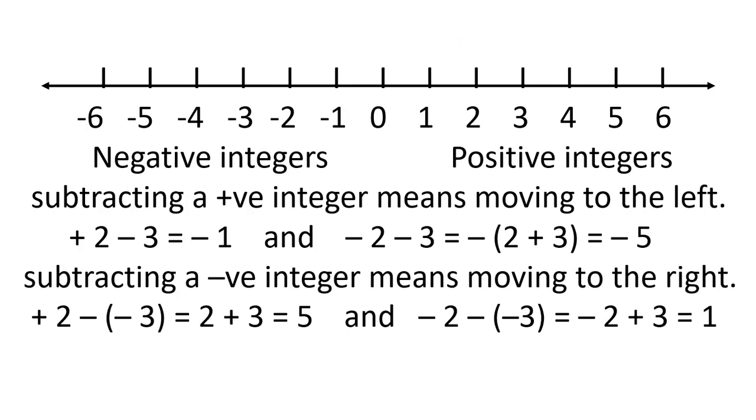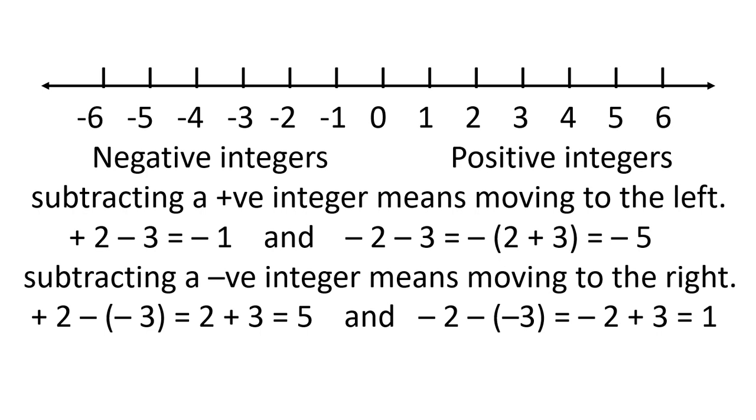Subtracting a positive integer means moving to the left. Subtracting means you are adding negative. It means you are adding to the negativity. Subtracting a positive integer means you are taking out the positivity. Taking out the positivity means increasing the negativity. That means moving to the left. So this is just a trick to memorize, that's all, just to imagine. So subtracting a positive integer means moving to the left.